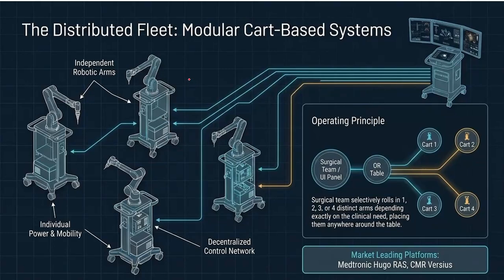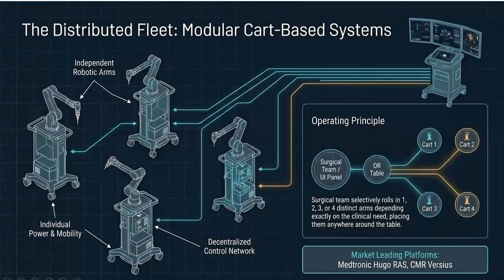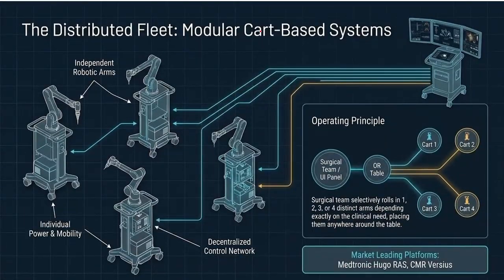Okay, so in the last lecture, we discussed the modular cart system. In the last lecture, we discussed the single boom system, and today I am going to discuss the modular cart. In the last one, the arm cart came with one arm, and in this one four arms will be there, and then it comes to the distributed, fluid, modular cart-based system.